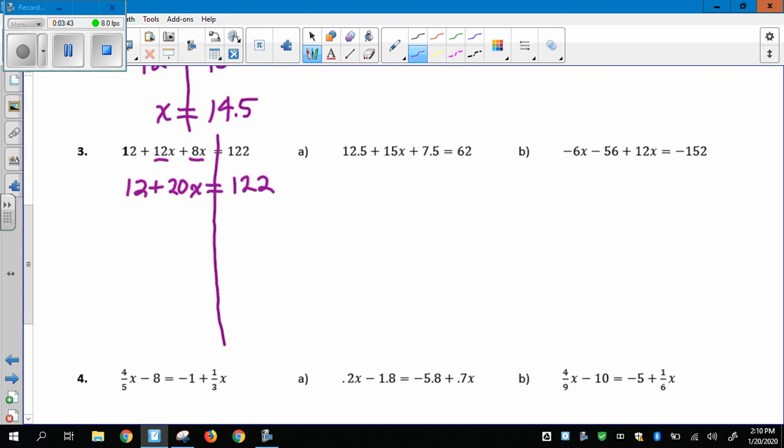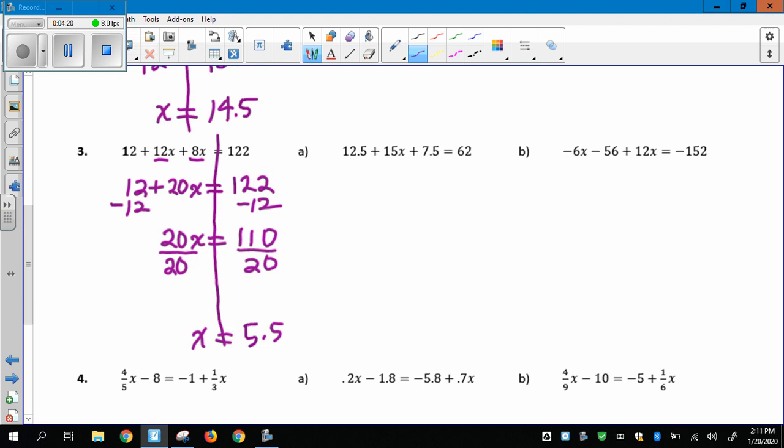Now I'm going to do like I did on the last one. I'm going to work my way to get x all by itself. First thing I'm going to do is get rid of the 12 by subtracting. 12 minus 12 is 0. So now on this side of the equation, the only thing I have left is the 20x. 122 minus 12 is 110. And like in the last equation, in order to get 1x, I want to divide by the coefficient of x, which is 20. So now I have 1x on the left side, and 110 divided by 20 is 5.5.